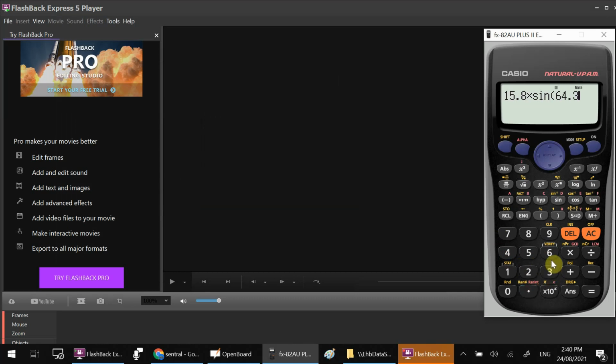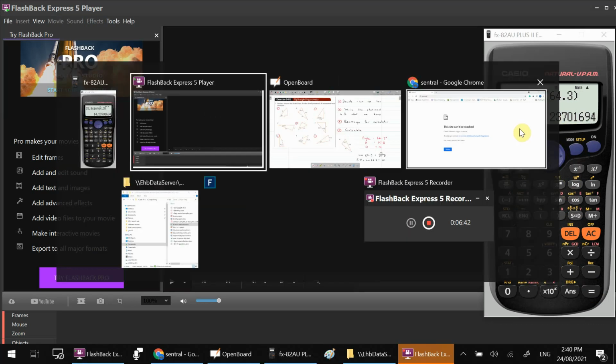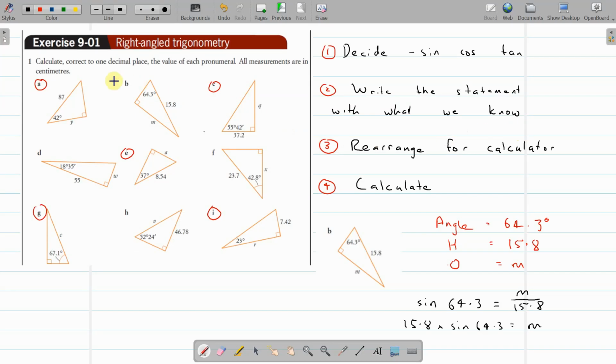Don't need to put any degrees in there. Close the bracket. 15, yep. Actually, you don't really need that times in there, so I'll take it out. That should do it, that's enough. 14.237 and so on. There's our length. 14.237. One decimal place. All right, 14.2. There we go.